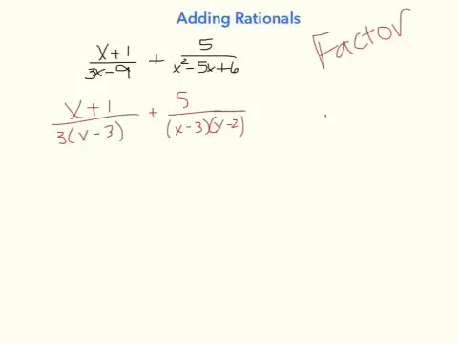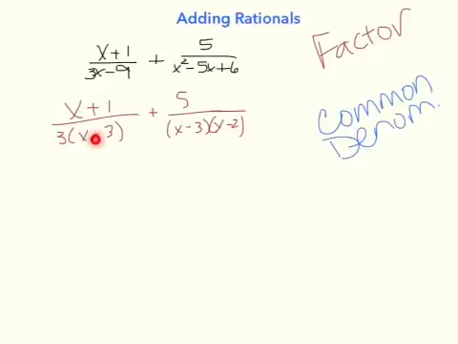Now I want to look for the common denominator. So I have a 3 and an x minus 3 over here. On the right side I have an x minus 3 and an x minus 2. So what this is missing is a 3. So I'm going to multiply by 3 on both sides. And then on the left I would need an x minus 2. So now the denominators are the same. They both have a 3, they both have an x minus 3, and they both have an x minus 2.